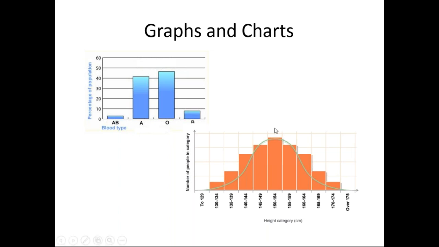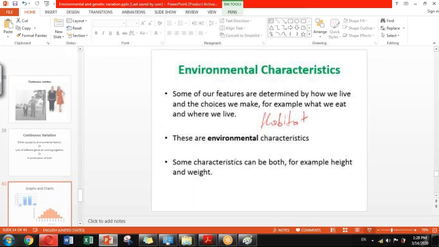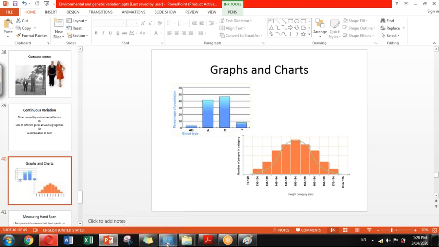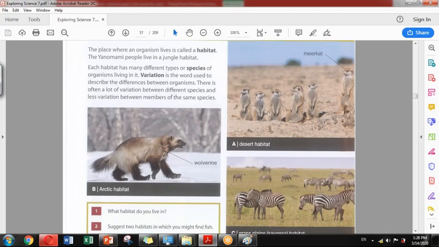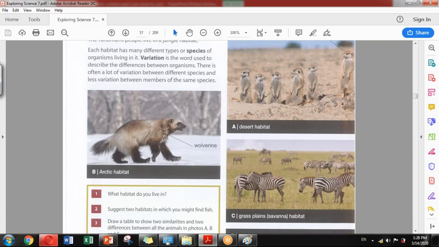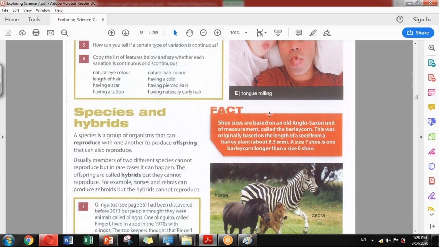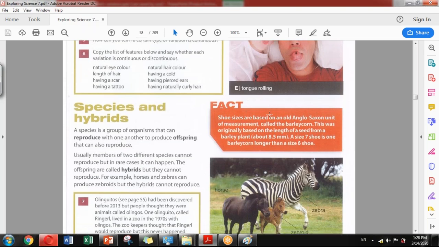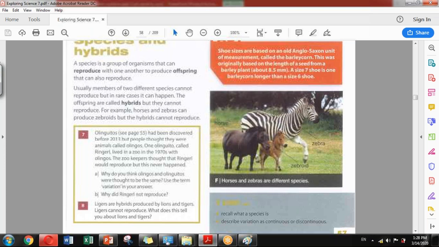Okay, now we have the last part. Okay, this card. The last part we have, let's go. We talked about continuous variation. Now, okay, species and hybrids. What are species? What are hybrids?